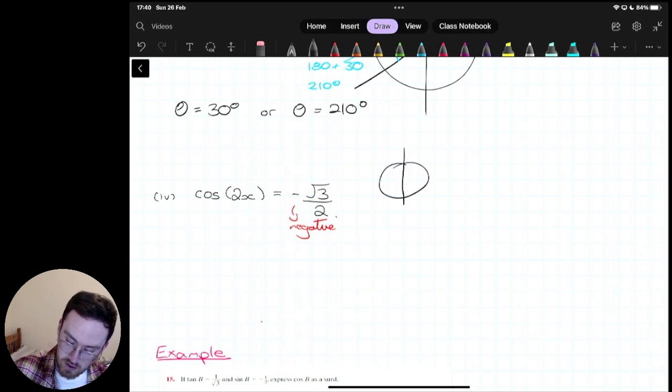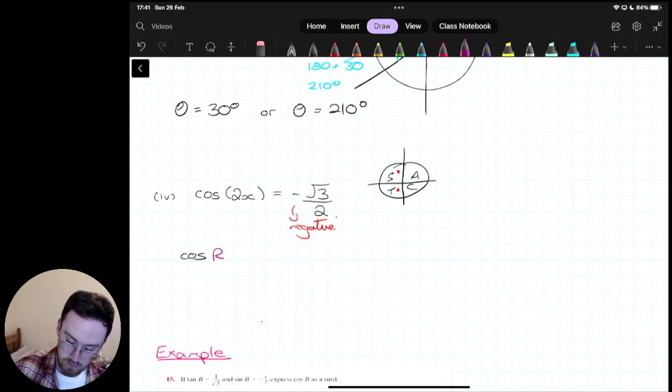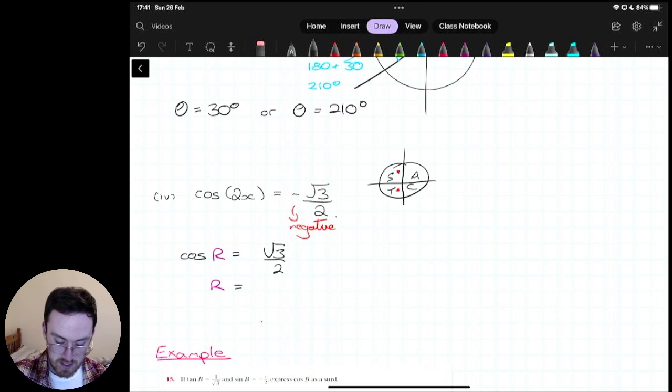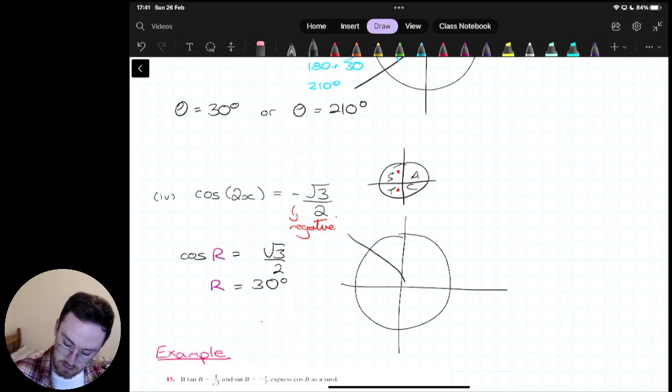What that means for us with our CAST circle, we should know, but we'll mark it out again. It means that it's going to be in one of these two quadrants. Then I ignore my sign and I look for my reference angle. The cos of my reference angle is, not minus, sorry, just root 3 over 2, which makes my reference angle cos inverse of root 3 over 2, which gives me an answer of 30 degrees. Drawing my sketch then, and we're looking at the two sections that we're in.